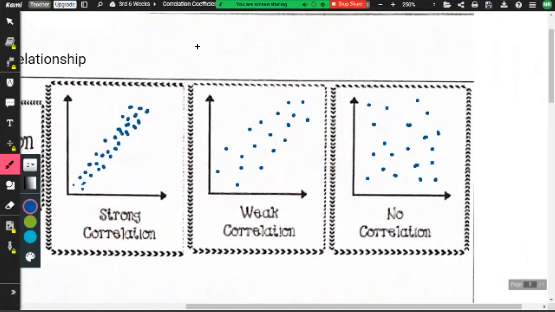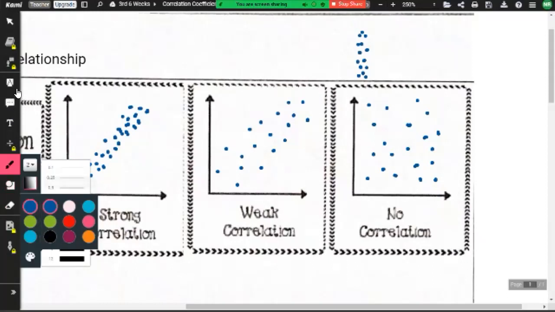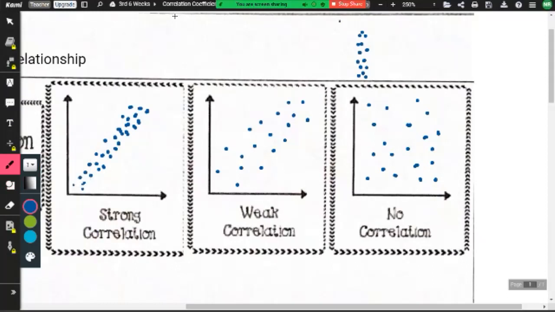Now, something else that falls under this category, even though it can be strong, would be points going in a vertical line. Just because it's not going in a positive direction or a negative direction, it's going both up and down. So I'm gonna write vertical. Ooh, that's thick. Hold up. Make that smaller. Here. Vertical.